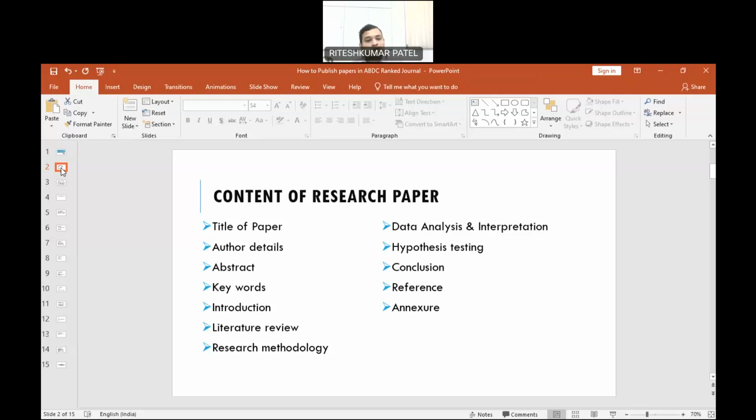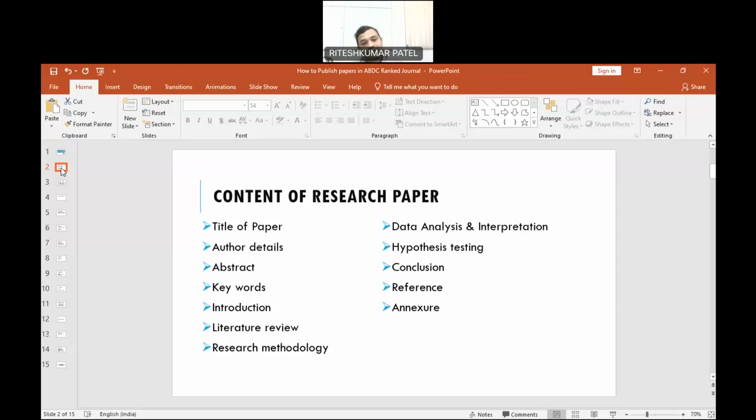Keywords. Keywords are the words around which your paper is surrounding. So any topic, whether it is finance domain or marketing domain, whatever topic you have, your keywords should be such that they can justify the outcome of your study in a very good manner.